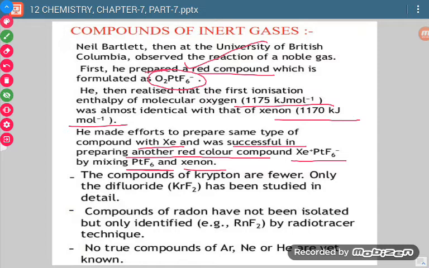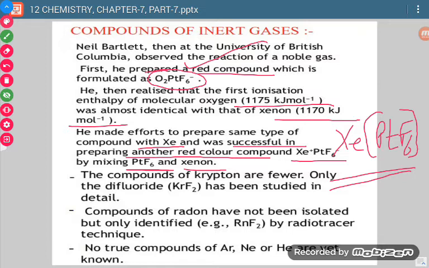So the first person who made a compound of inert gases or noble gases was Neil Bartlett. And what was the compound formed? XePtF6. You can write it like this also, Xe, and then within brackets PtF6. This type of compound is called a coordination compound. Now this is the compound of xenon.